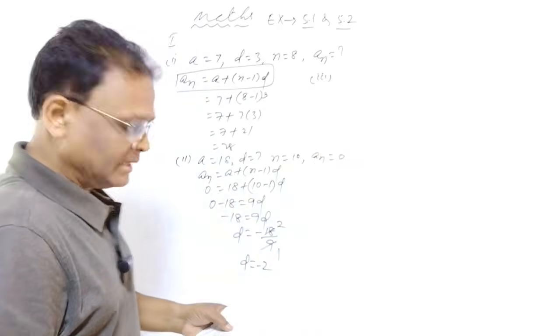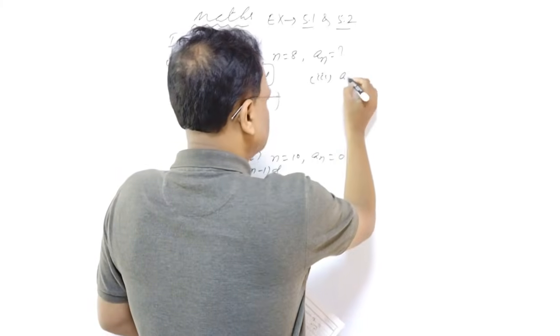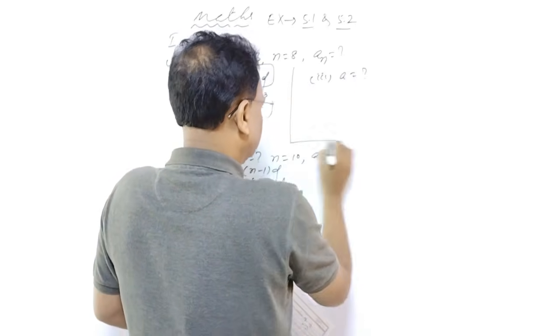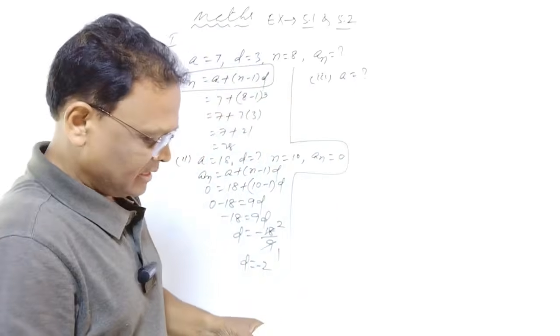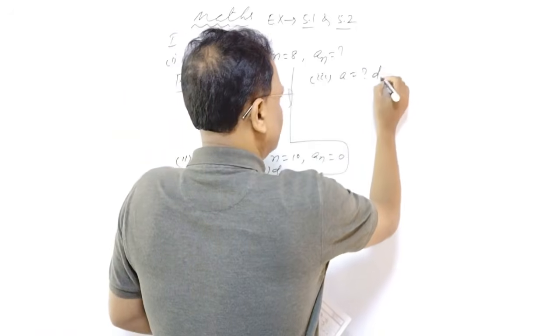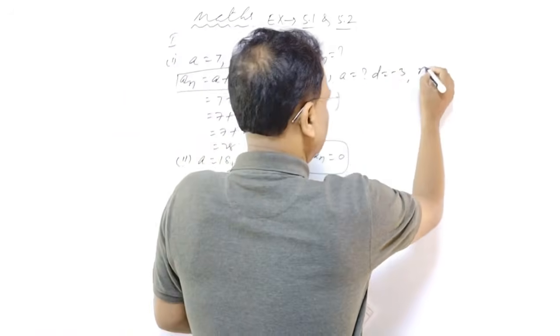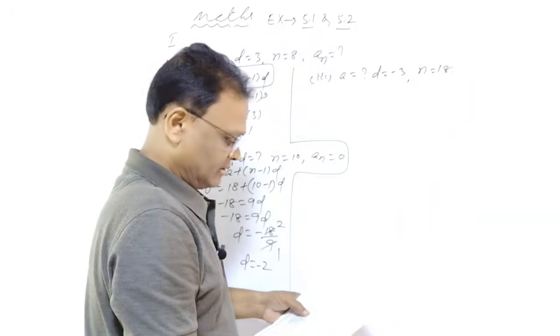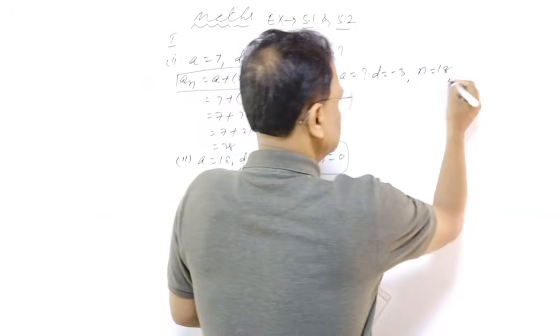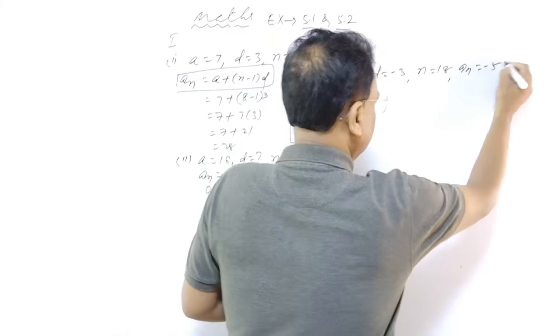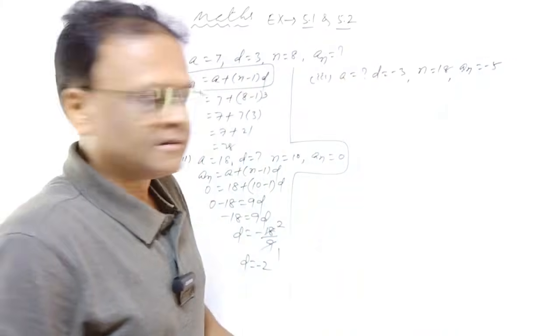in this case, it is asking for A. The third question is asking what is A. And D is given as minus 3. n is given as 18. And A_n is given as minus 5. This is the third one. Okay.